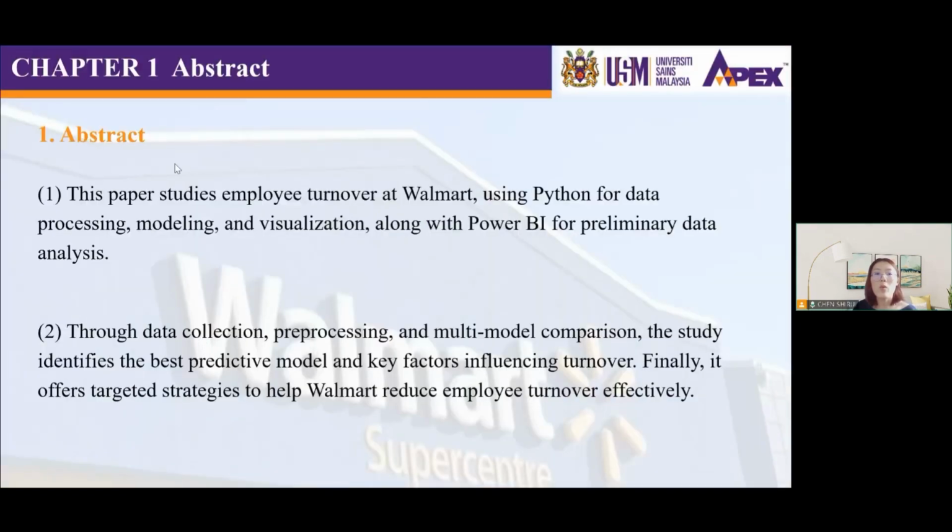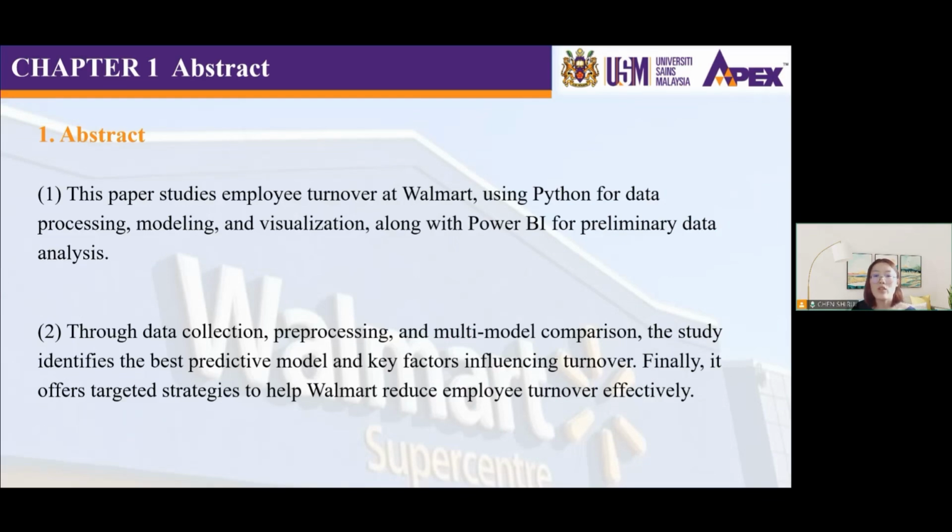Chapter 1 is the abstract. This paper studied employee turnover at Walmart using Python for data processing, modeling, and visualization, along with Power BI for preliminary data analysis. Through data collection and comprehension, the study identifies the best predictive model and key factors influencing turnover. Finally, it offers targeted strategies to help Walmart reduce employee turnover effectively.